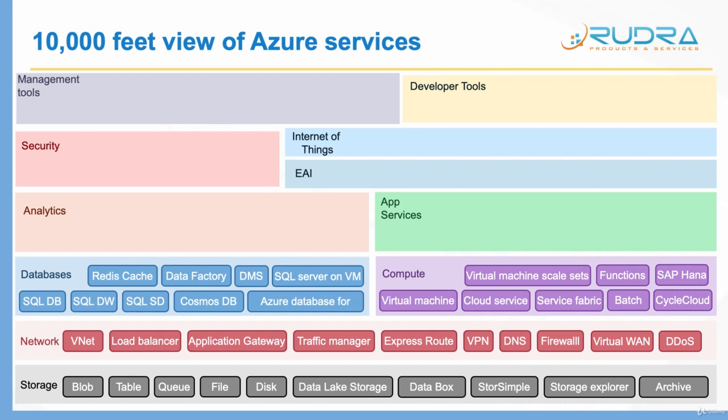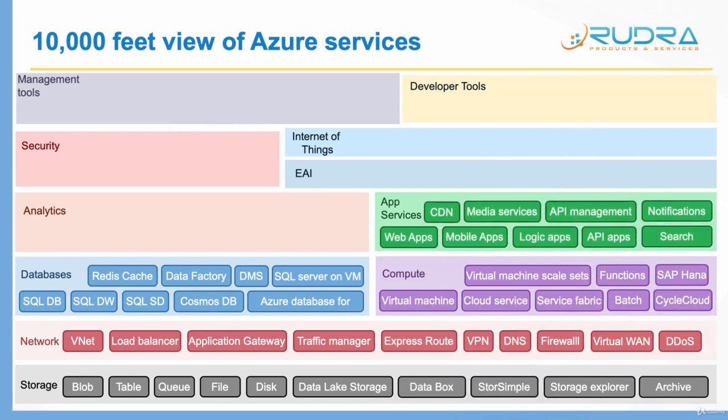And in databases, you have Redis Cache and Data Factory. If you want to perform ETL kind of processing, then you can use Data Factory. And you have Data Migration Service, which you can take advantage of in order to carry out the data migration from on-premises data center to Azure. And finally, you have SQL Server on VM. So these are all the offerings in the database area.